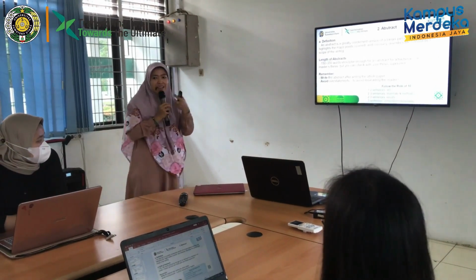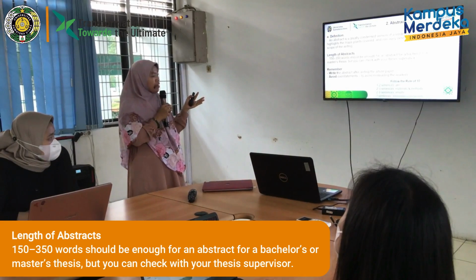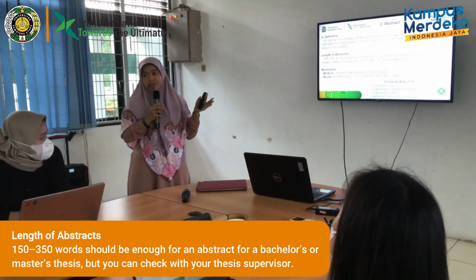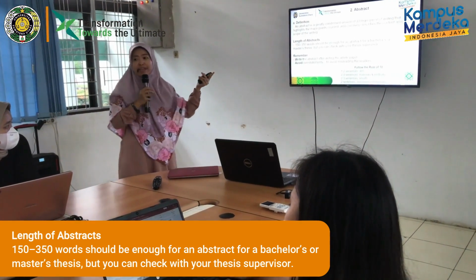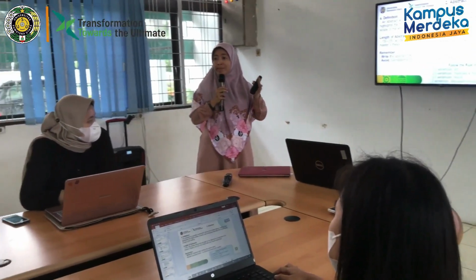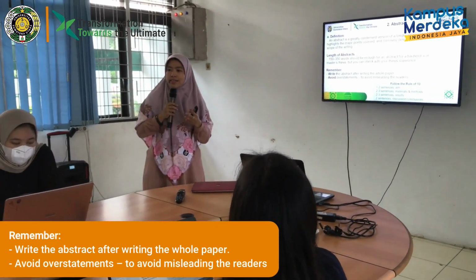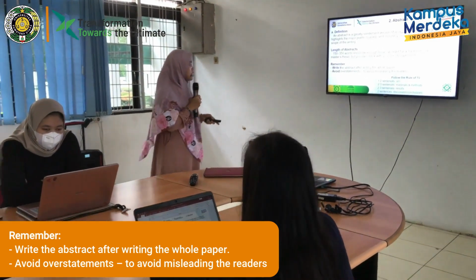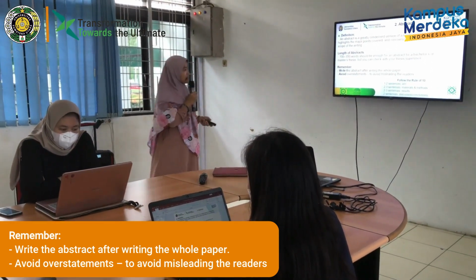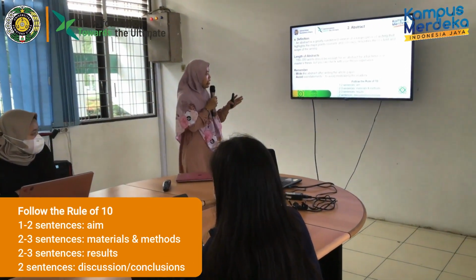And then, as Dini has mentioned earlier, the length of an abstract is 150 to 350 words, not more. Because there is the rule of 10s. It will help you to limit the number of words in writing your abstract and avoid overstatements. That's why we are advised to use academic language, in order to avoid overstatements. Now, this is the rule of 10s. You can analyze abstracts later on for these things.